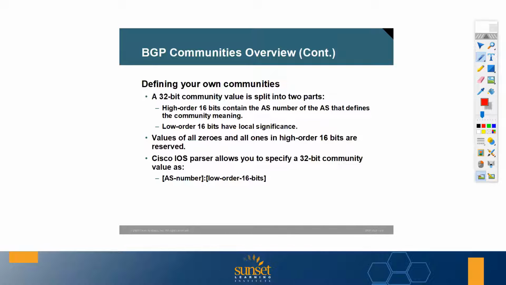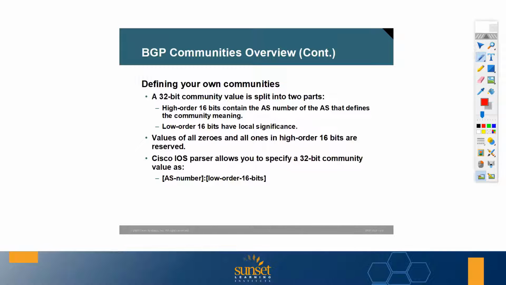We're going to talk about the idea of defining a community string. We said it is a 32-bit number. It's typically split into two different parts. The highest order 16 bits contain the autonomous system number that is really going to be utilizing this community string, if you will, okay? That AS then uses the last 16 bits to go through and say what is the meaning of that community string.